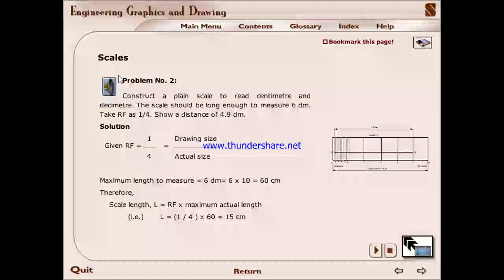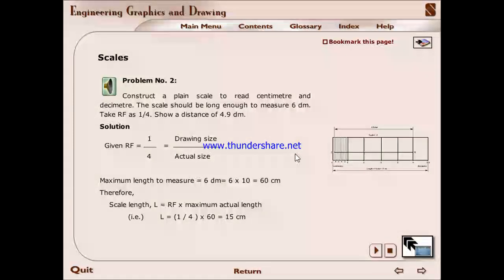Problem number 1. Construct a plane scale to read centimeter and decimeter. The scale should be long enough to measure 6 decimeter. Take RF as 1 by 4. Show a distance of 4.9 decimeter.